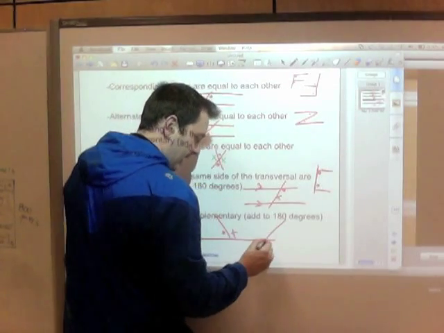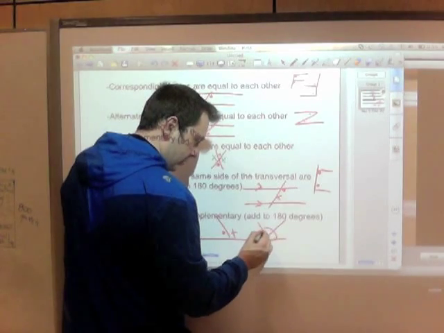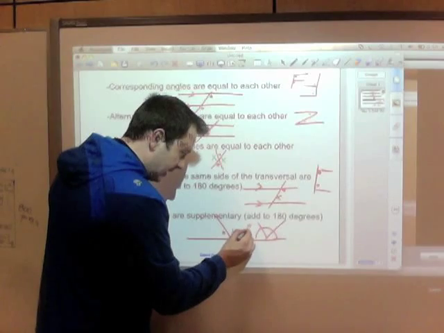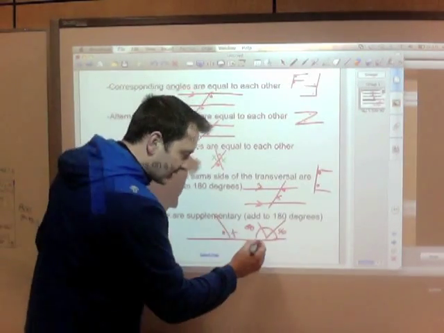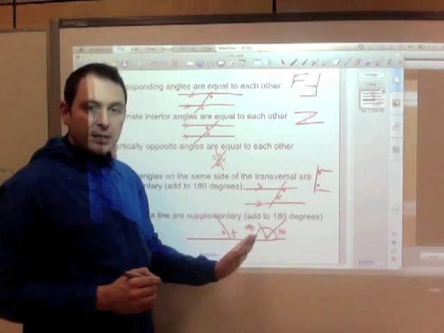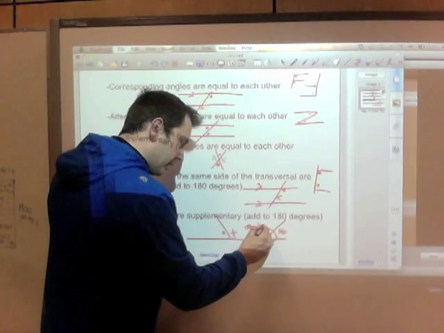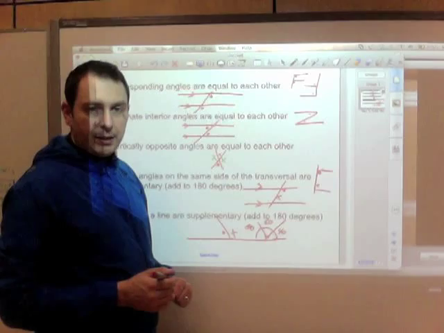If I have three angles coming out of that spot, and one of them is 80 and the other one is 40, angles on a line, because they're all coming out of this same spot, add to 180. So 80 and 40 is 120, leaves me with 60. So angles on a line add to 180.